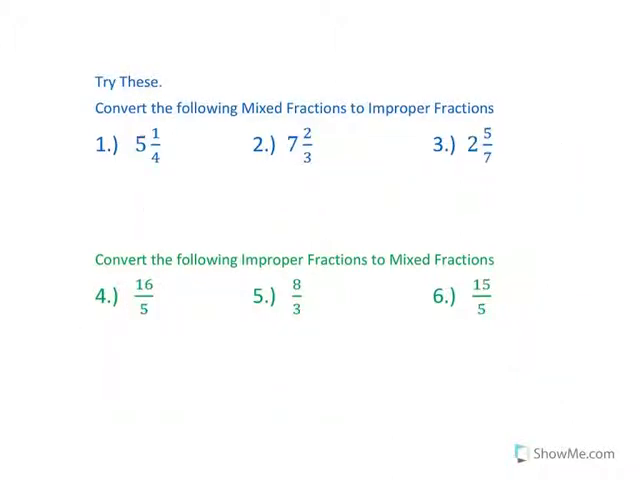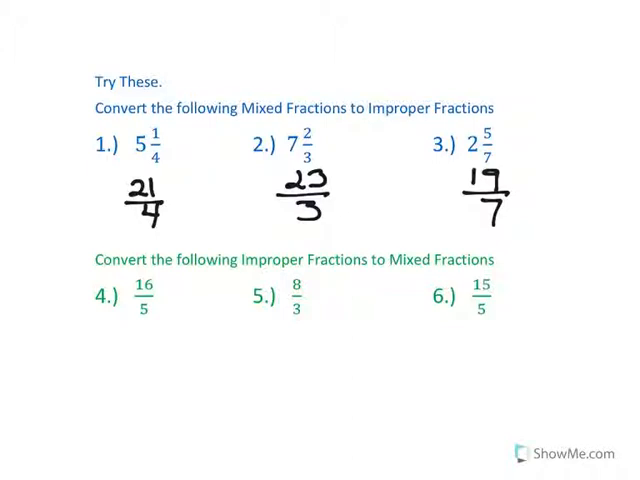All right, now, try these, write them down, put it on pause, and then let's see how you do. All right, here's a solution. So we have 5 times 4 is 20, plus 1 is 21 fourths. 7 times 3 is 21, 22, 23 thirds. 7 times 2 is 14, plus 5 is 19. And you'll see the denominator always is the same.